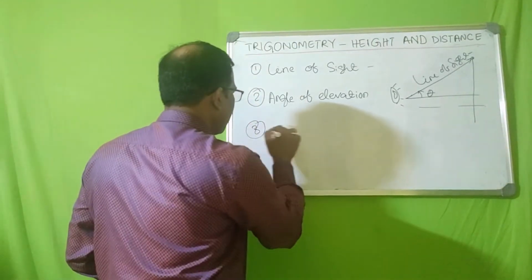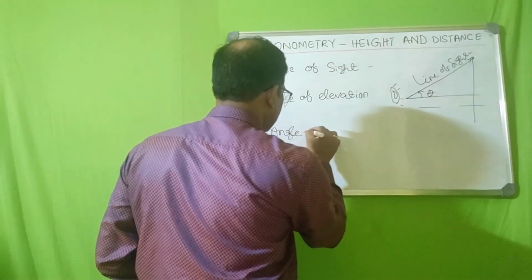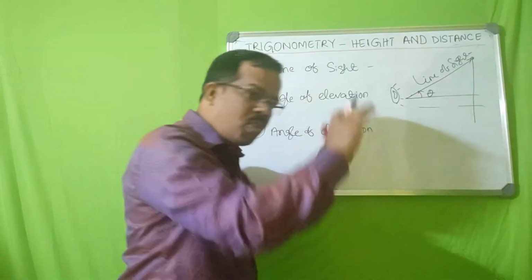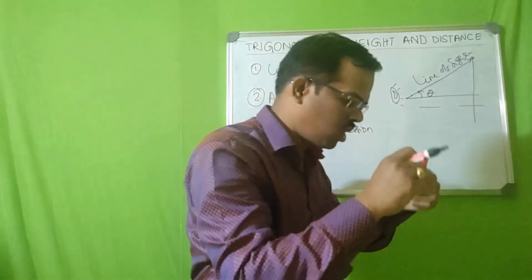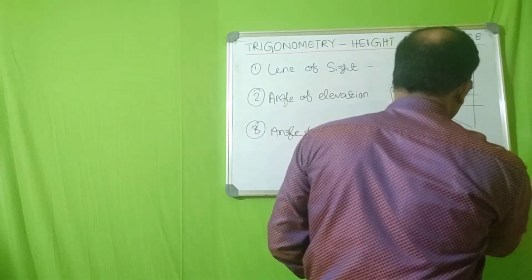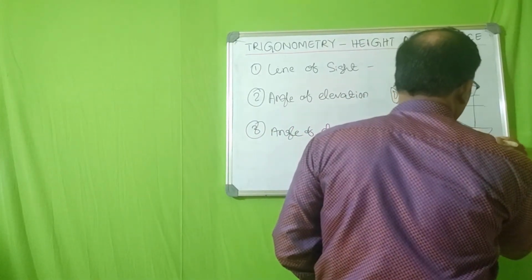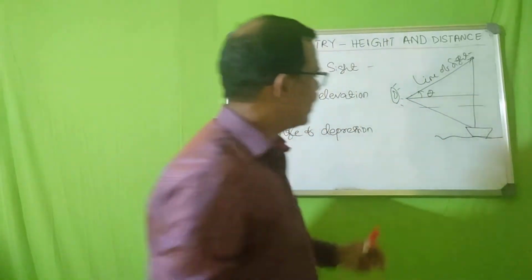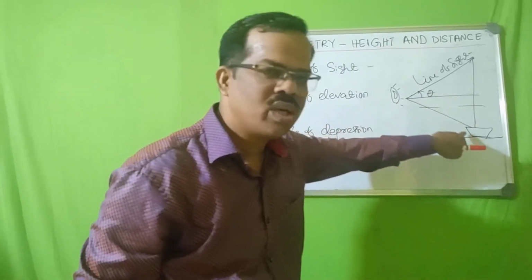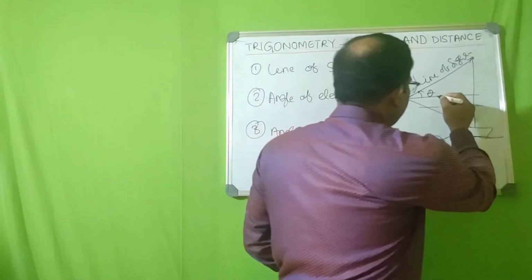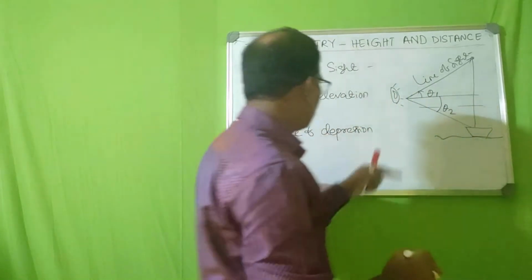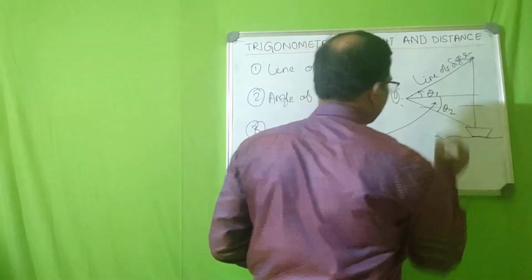Now, the third thing will be the angle of depression. This will be the opposite of elevation. Depression means I am looking downwards. So when you look downward, let's say there is a sea and there is a boat here, and I am looking at the boat. In that case, the angle between the horizontal line and the line of sight, because the line of sight will be going downwards now, is called the depression. So if I say theta 1, theta 2, then theta 2 will be the angle of depression.